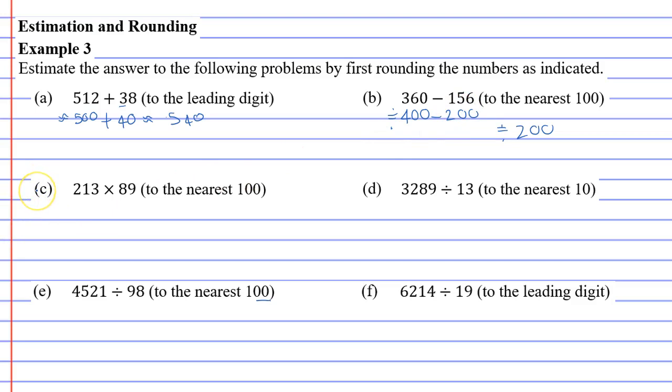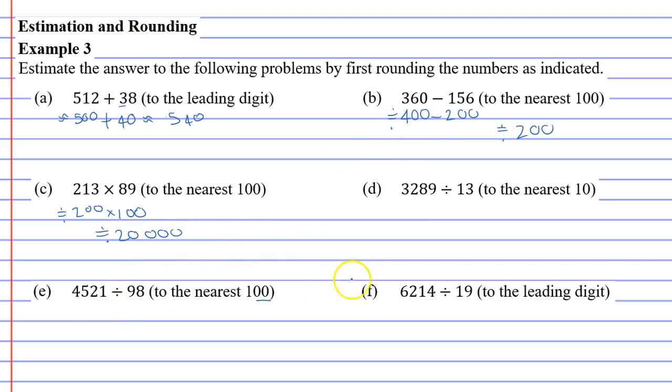Moving on to question C. This one we're going to round to the nearest 100, so 213. To make it end in two zeros, we make it 200, and 89 we would round to 100. When you multiply numbers, you multiply first the digits that are non-zero, 2 times 1, which is 2, and then you count your zeros, 1, 2, 3, 4 zeros, 1, 2, 3, 4, giving us 20,000.